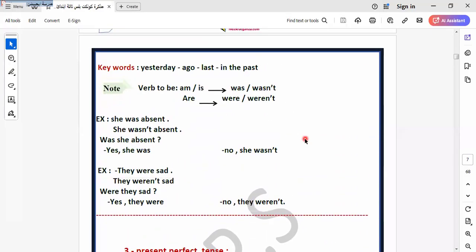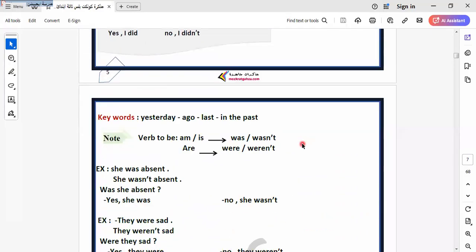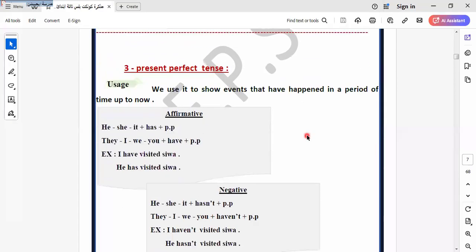The keywords of the past simple tense are yesterday, ago, last, and any time in the past. These are the keywords of the past simple tense.